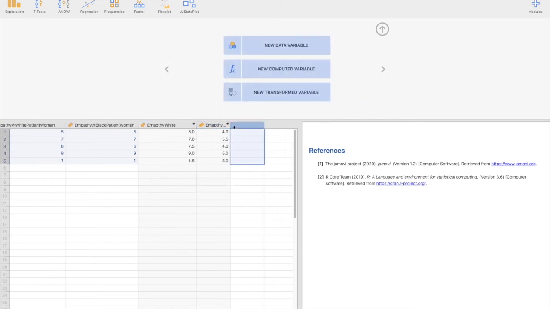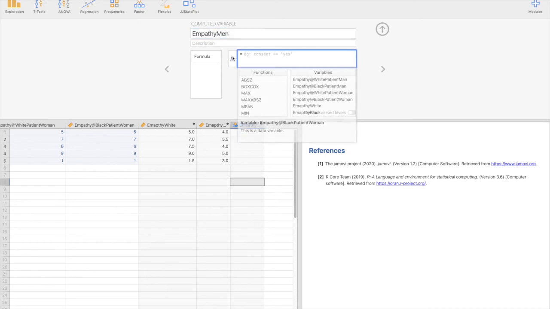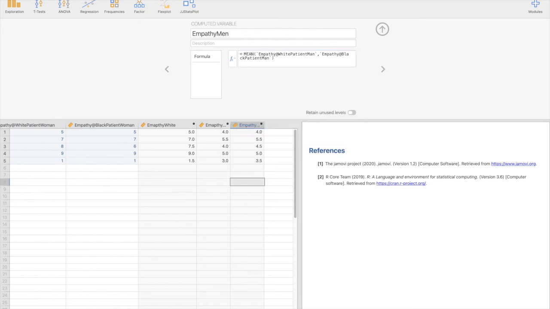Now I want to get another one, new computed variable. Empathy men. What is that? Well, that's the mean of the white male patient and the mean of the black male patient, averaging those together. So a main effect of gender ignores race. So when we're developing columns of data, we want one that's just empathy for men ignoring race. Well, that's what we're doing by averaging the two racial groups of men together to get their empathy, right?